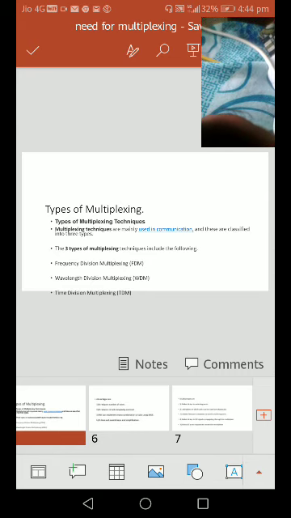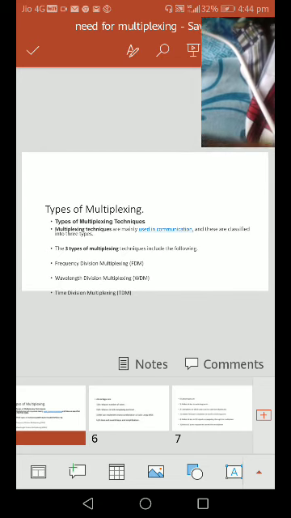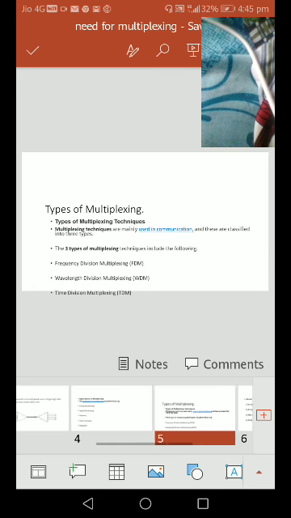Types of multiplexing techniques. Multiplexing techniques are mainly used in communication. They are classified into three types: frequency division, time division, and wavelength division multiplexing. Wavelength division divides by different optical waves. Optical fiber communication uses wavelength division multiplexing, along with frequency division multiplexing and time division multiplexing.